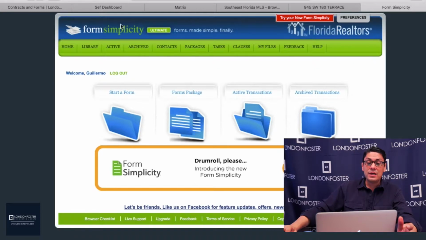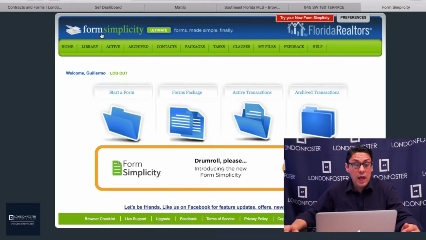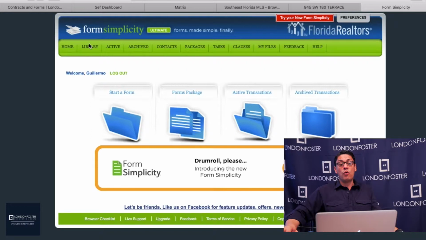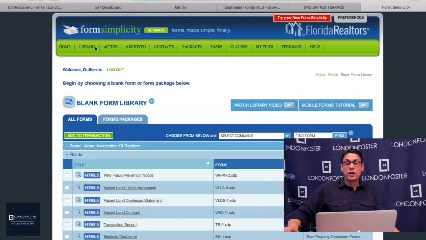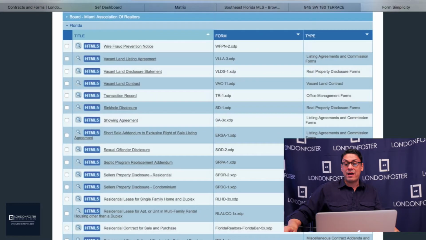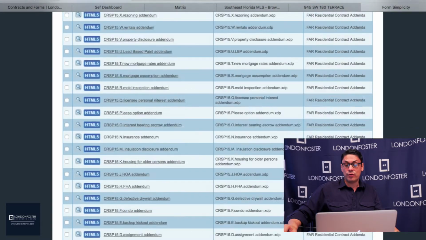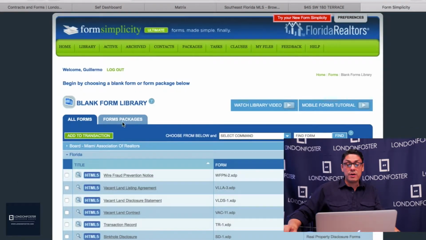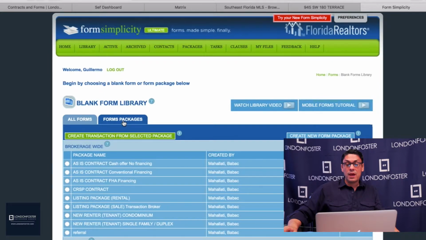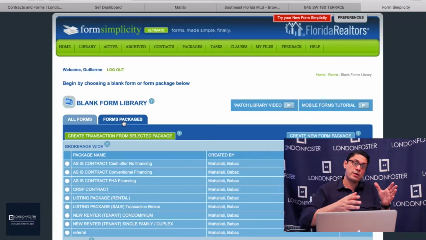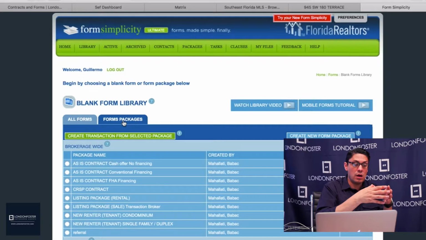Okay, so that being said, now I'm in Form Simplicity, and this is the Form Simplicity page for London Foster agents. If you go into the library, you're going to be able to look at every single contract that has ever been issued by the Florida Association of Realtors. But more importantly, you're going to be able to go into the form packages, and these are packages that your broker has created for you. These are a grouping of contracts specifically on a certain subject.